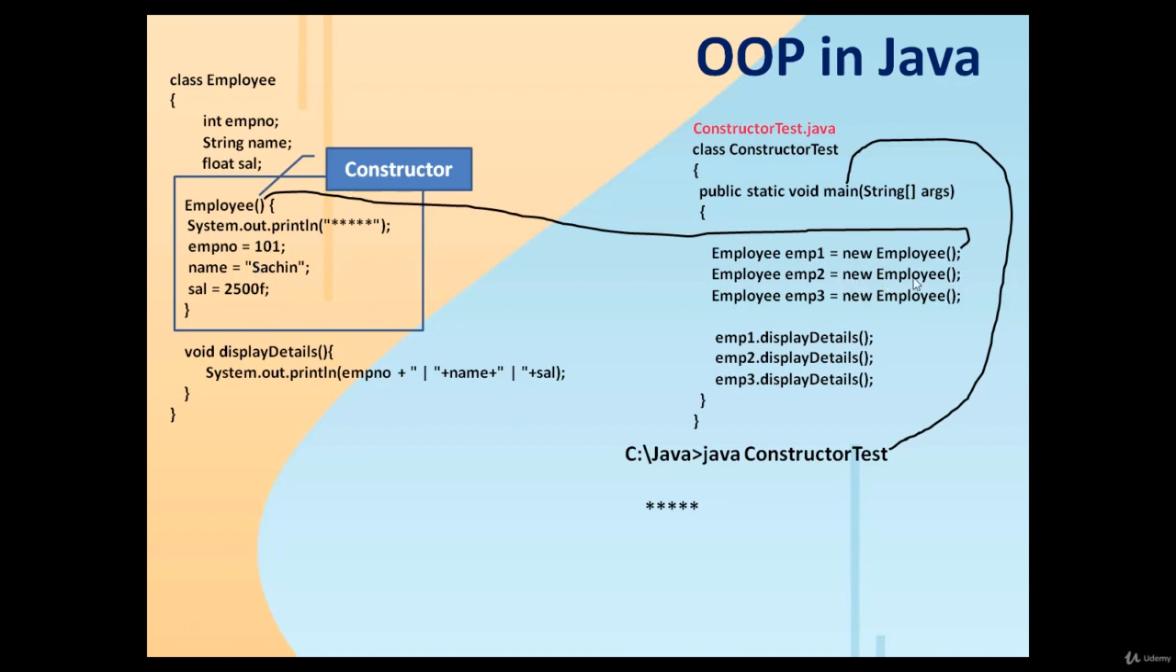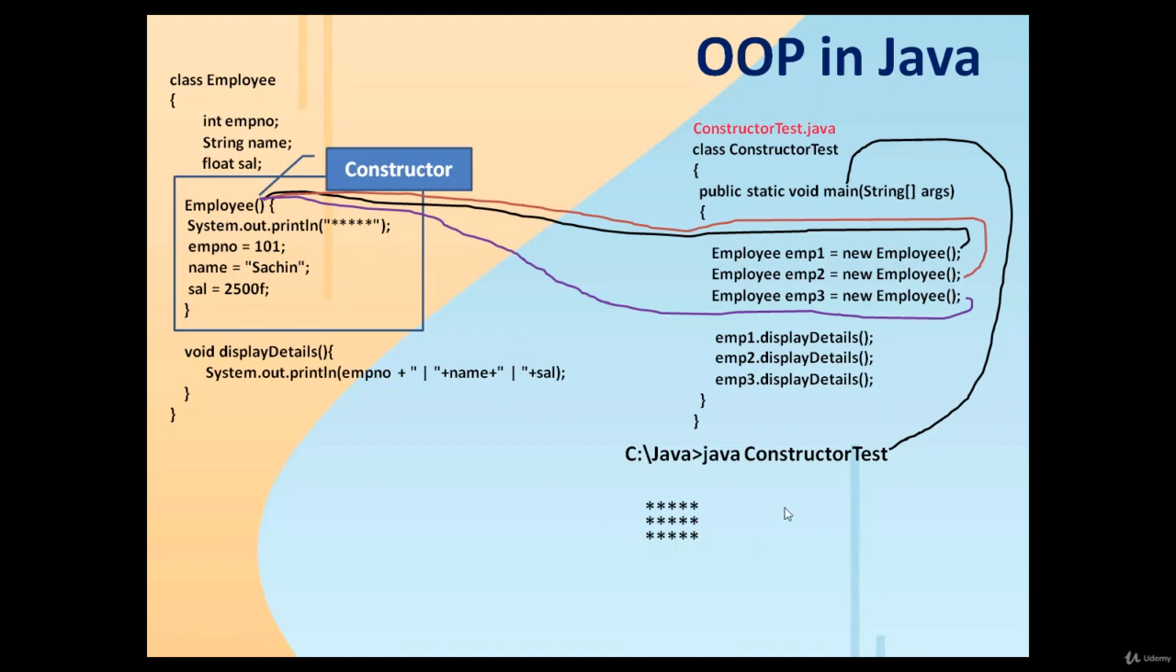So what will happen? New Employee will call the constructor. It will display the stars, and emp2's empno, name and salary become the same. So we'll see the output is stars. Then for the third object also, the constructor is called. From this we can understand a constructor will get executed automatically whenever an object of a class is being created, and it is used to initialize the member data. Three objects are created, and automatically it calls the constructor.